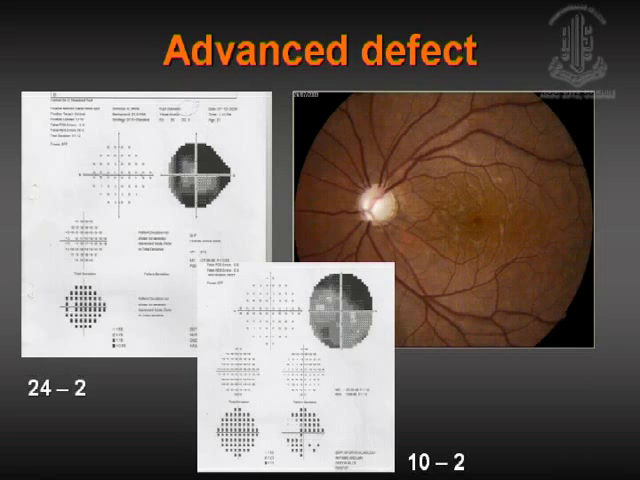You can see the CD ratio is almost 0.9. On 24-2, there is no pattern deviation plot. When 10-2 is done, you can see the severe damage which is seen in this patient.